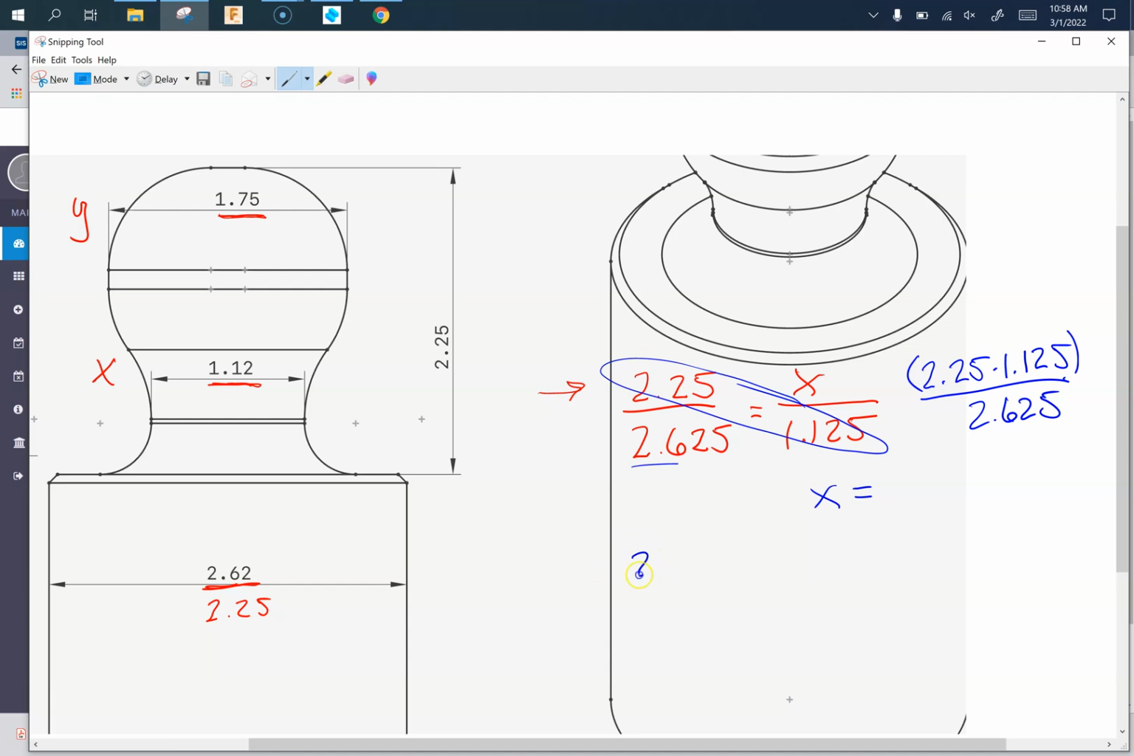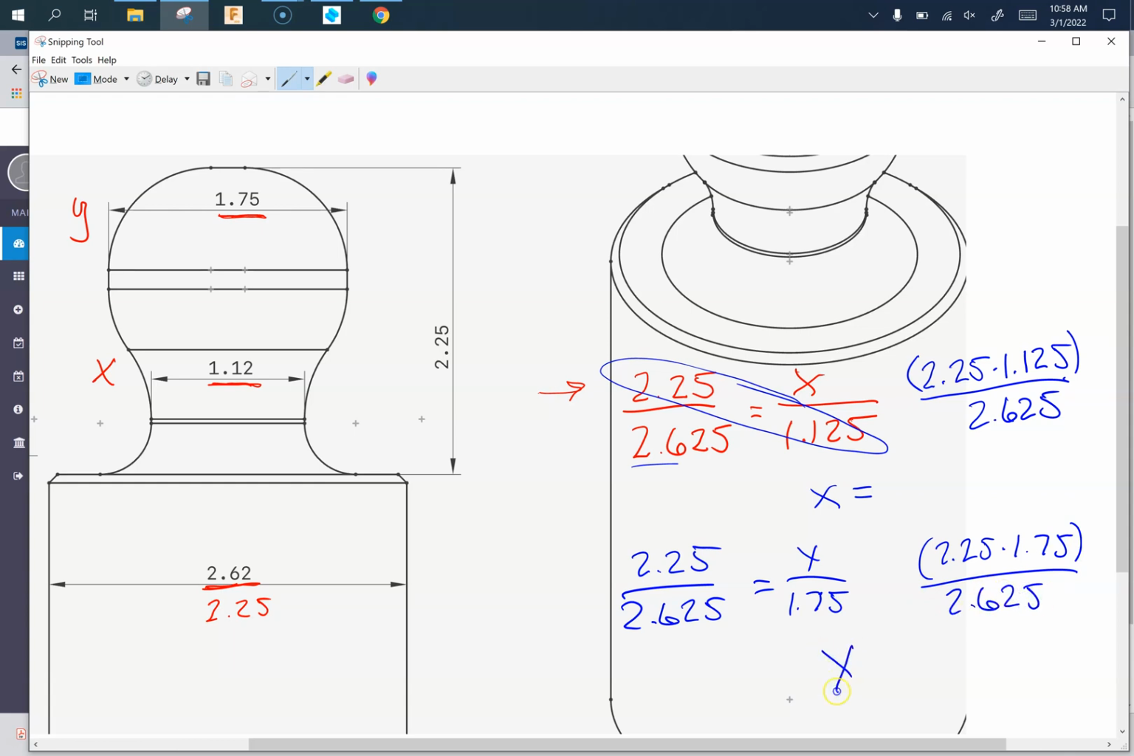On the Y, my 2.25 over 2.625 will equal Y over, what was the old, 1.75. And so again, I do all the math on that. I get 2.25 times 1.75 divided by 2.625, and that will give me my new Y value. Those will be these new dimensions as you're on the lathe working.